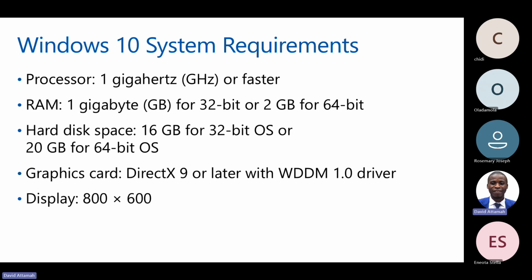So these are the minimum requirements for any system that will run Windows 10. We have a minimum processor frequency of 1 GHz. We have a minimum RAM of 1 gig for 32-bit and 2 gig for 64-bit. You have a hard disk drive of at least 16 gigabytes for a 32-bit operating system or 20 gigabytes for a 64-bit operating system. Then you talk about the graphics card and the display.